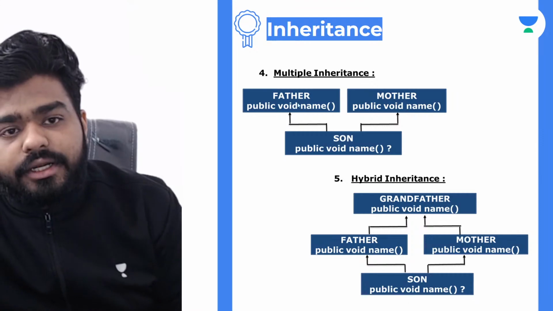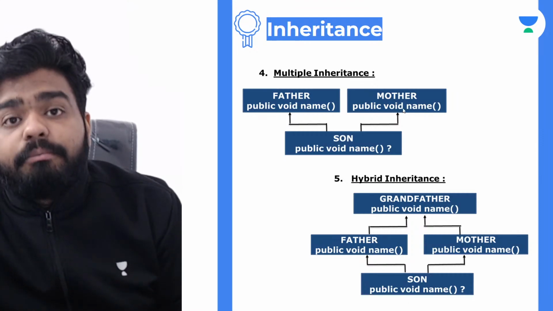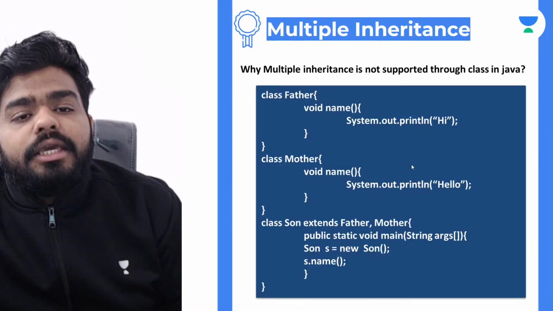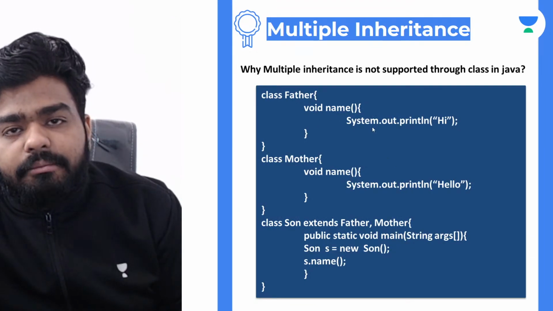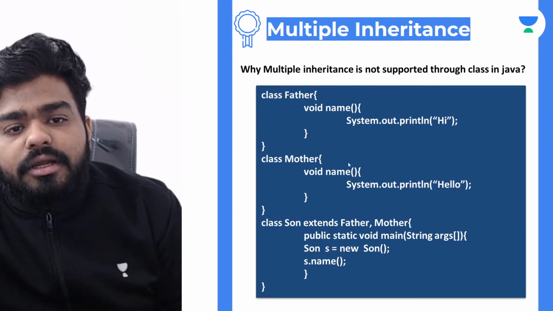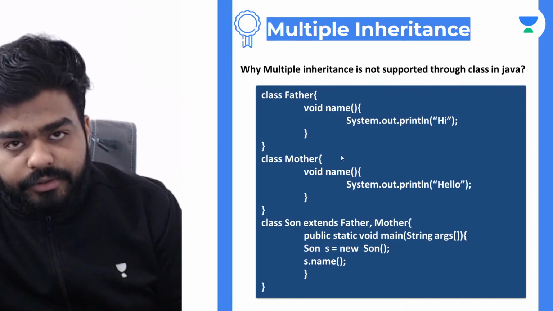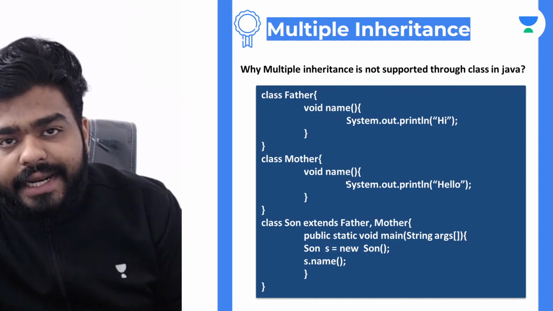So class Son is inheriting properties from Father and Mother, both of them. If you are writing code, Father has a name method and Mother has a name method. So basically it is overridden, right? It's basically showing method overriding, right?